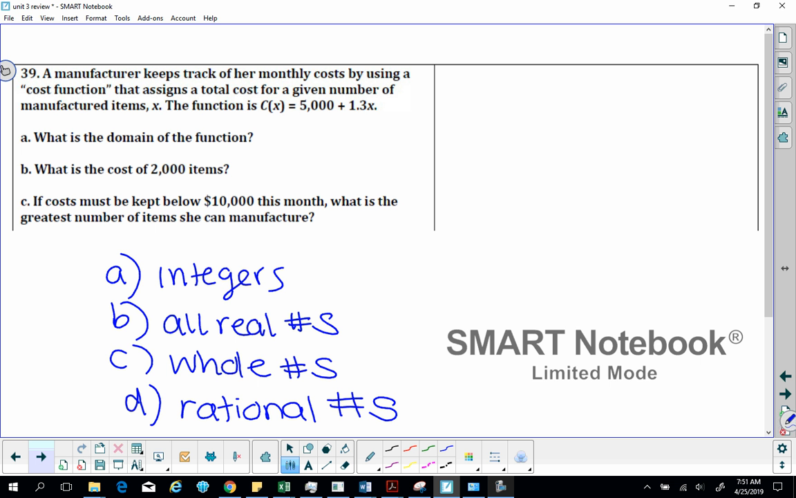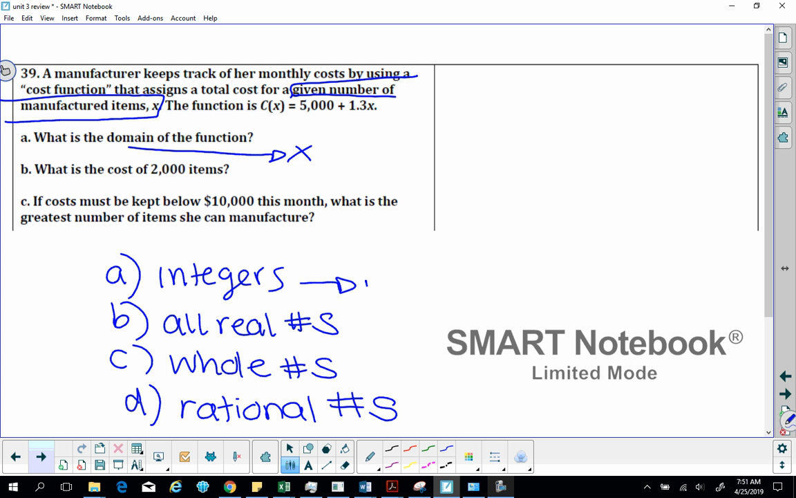Do y'all need me to go over it? Okay. So, what does domain mean? What letter? X, right? So first of all, I need to identify that. Domain means my X. If they just gave you the equation y equals 5,000 plus 1.3x and gave you no word problem, no context, the domain is always all real numbers, negative infinity to infinity. But when it's a word problem, it's different because it's saying the number of manufactured items is X. They tell you that. So I need to go, okay, which ones can be the number of manufactured items?